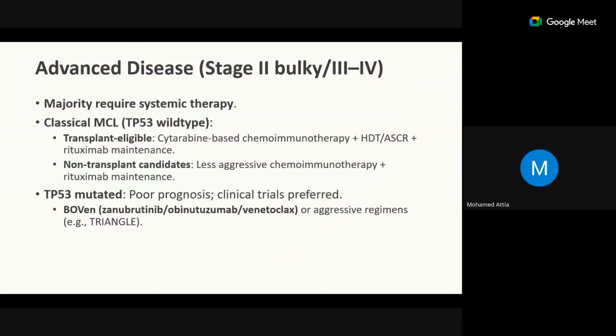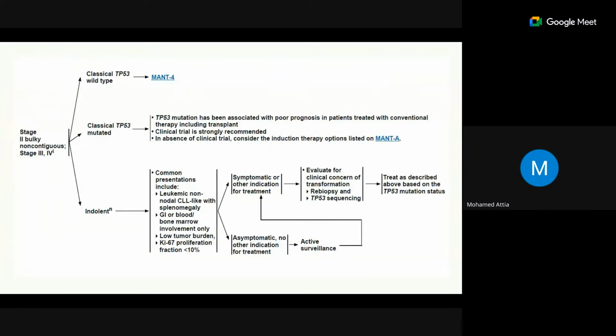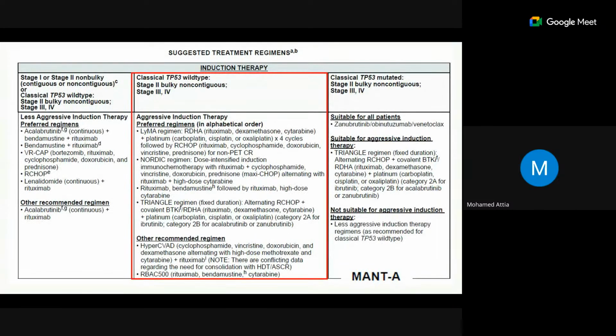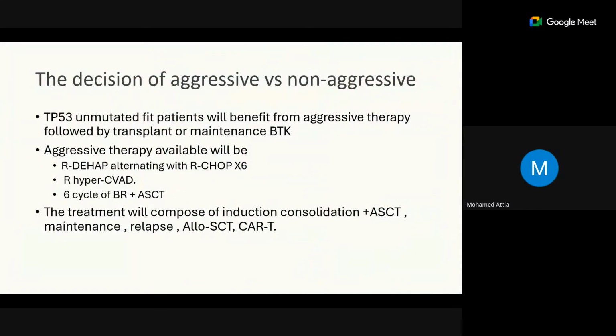Because this TP53 is a very bad prognostic outcome, unfortunately, if it is mutated. So here we are treating more the TP53 wild type, not the TP53 mutated type, because the mutated type will usually have a very poor outcome. So in this kind of patients, TP53 wild type and stage 2 bulky disease, contagious or non-contagious, and stage 3 and 4, this patient will not take the usual chemotherapy, R-CHOP, bendamustine R. You must give a strong chemotherapy.